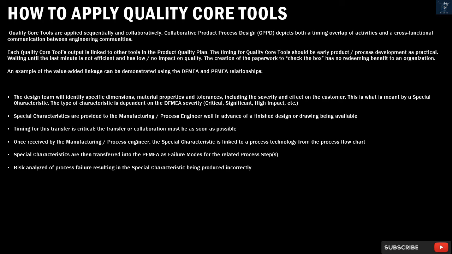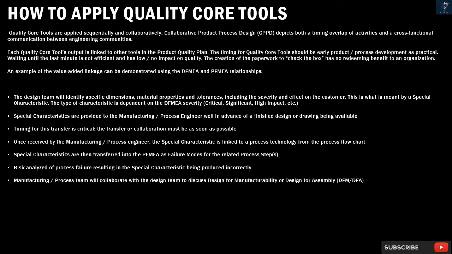An example of the value-added linkage can be demonstrated using the DFMEA and PFMEA relationships. The design team will identify specific dimensions, material properties, and tolerances, including the severity and effect on the customer. This is what is meant by a special characteristic. The type of characteristic is dependent on the FMEA severity: critical, significant, high impact, etc. Special characteristics are provided to the manufacturing process engineer well in advance of a finished design or drawing being available. Timing for this transfer is critical.